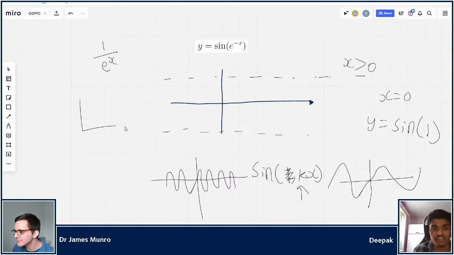In a way, this is also a composite function, because it's 1 over a function, 1 over e to the x. So now let's have a think about e to the x. Let's go even deeper. e to the x, pretty classic. It just gets bigger and bigger and bigger.